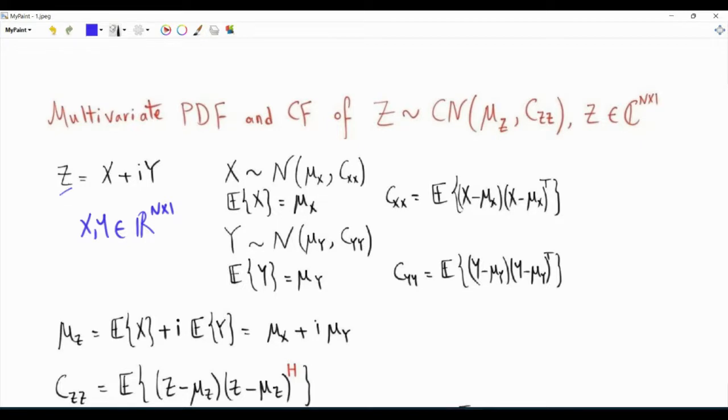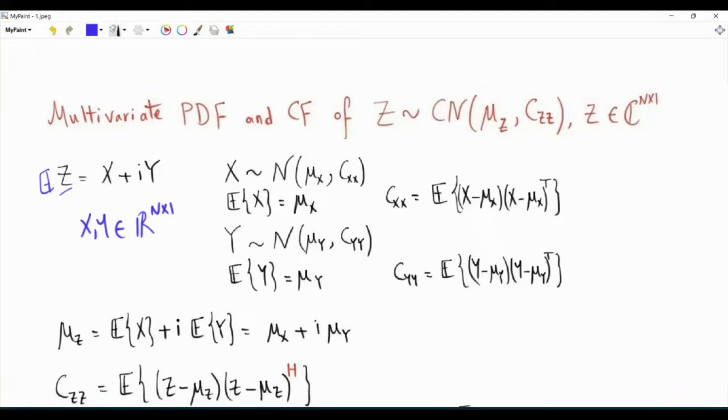Now the mean vector of Z is, take expectation, so this will be the expectation of x, mu x, plus I times the expectation of y, mu y. The covariance matrix of Z, because Z is a complex valued random vector, is the expectation of Z minus its mean vector times Z minus its mean vector Hermitian.